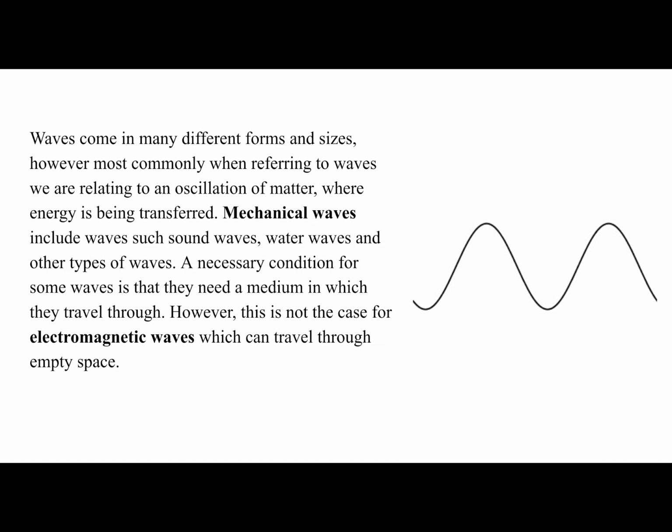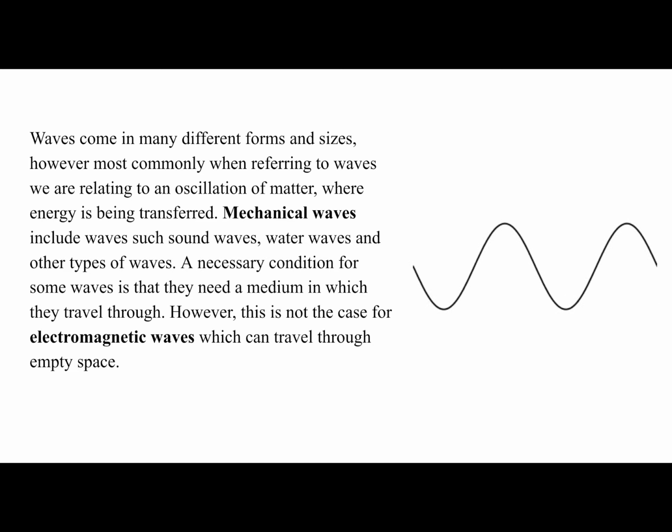What everyone is most familiar with when they think of waves is water waves, such as the ones you can see on a beach. However, waves can come in many different forms and sizes, and when most commonly referring to waves, we refer to an oscillation of matter, where energy is being transferred. This characteristic we'll get on to later.